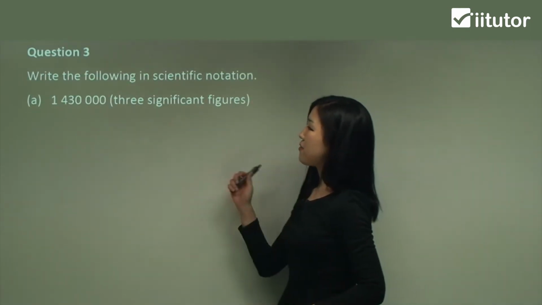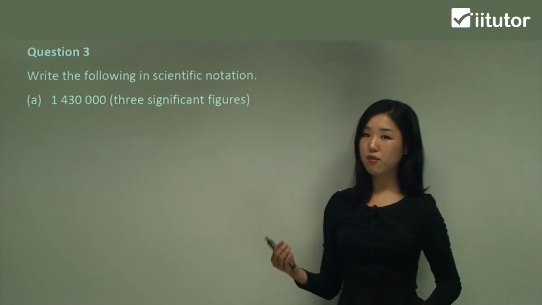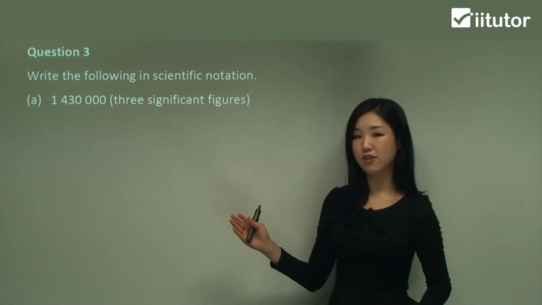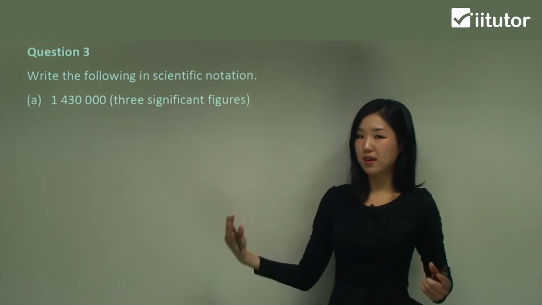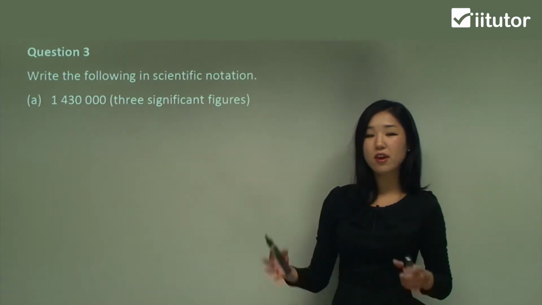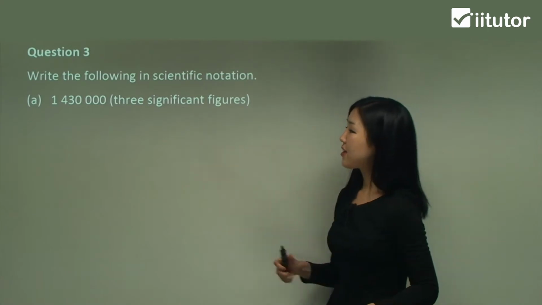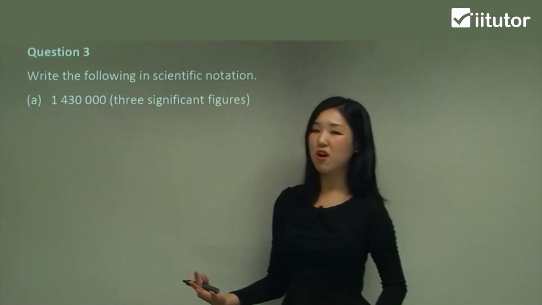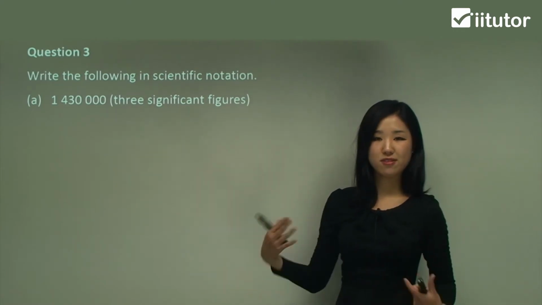Question 3, write the following in scientific notation. Hopefully a lot of you have heard of this before. Scientific notation is what we use to write big numbers or really small numbers into a simplified form. So you can see that this number is quite large, isn't it? So it's a bit annoying to write and it's a bit too big to write or say, isn't it?